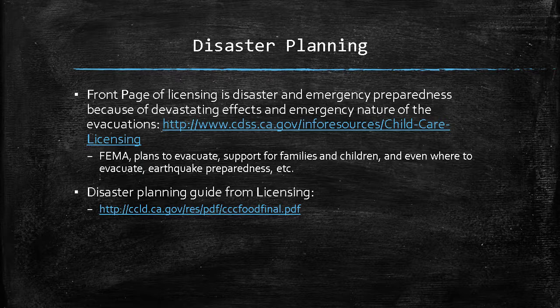So they want you to have as much information as possible right now with FEMA, with giving you plans to evacuate, support for families and children, where to evacuate, earthquake preparedness, and planning guides. So right now would probably be a great time, if you don't have everything you need to plan for the worst, to go to licensing, download this information, and start making the plan for your FCC or with your management team, how you're going to provide for your center in the worst case scenario.